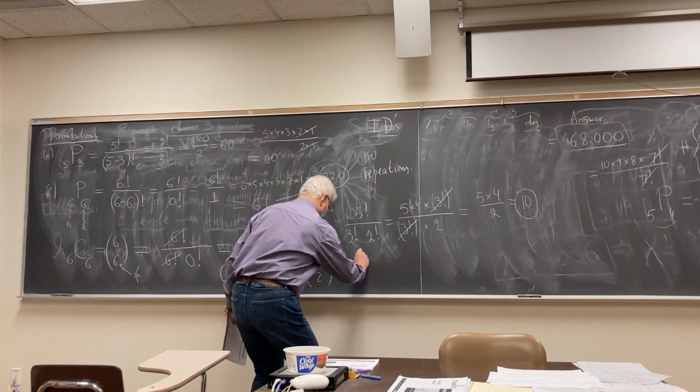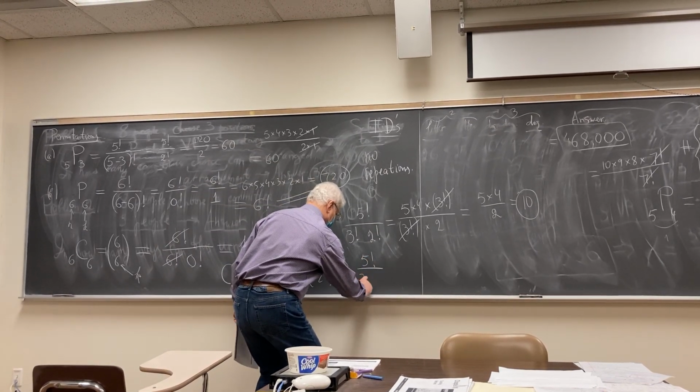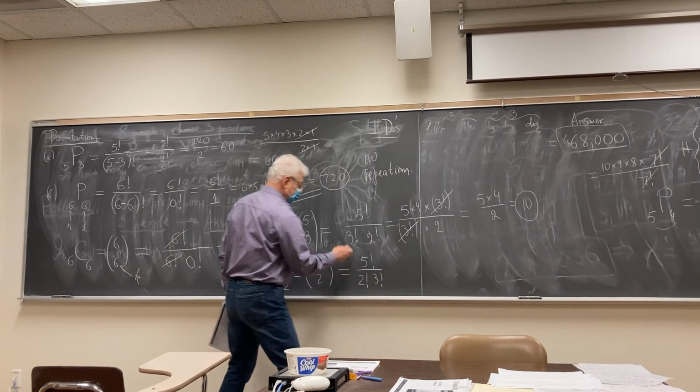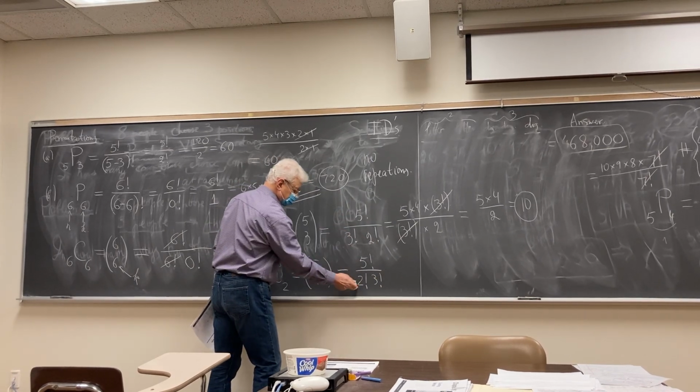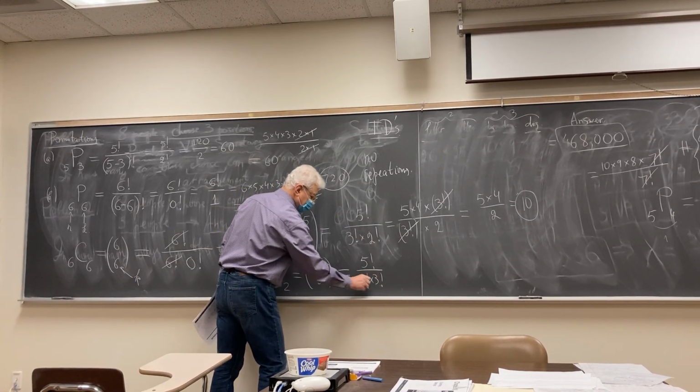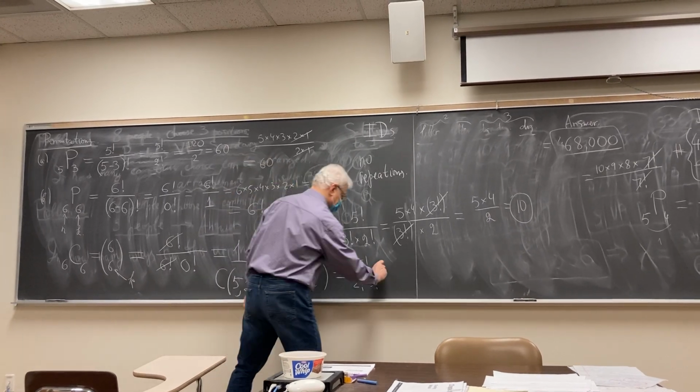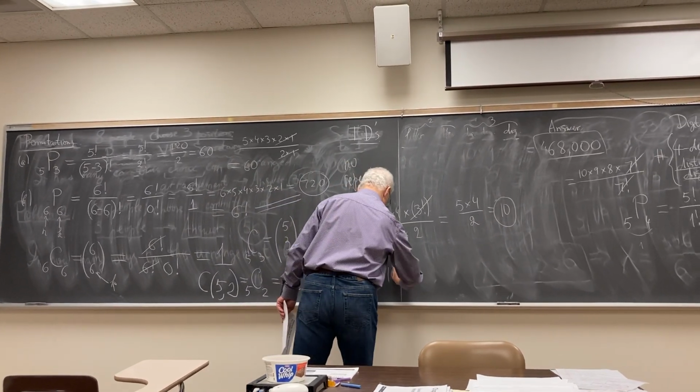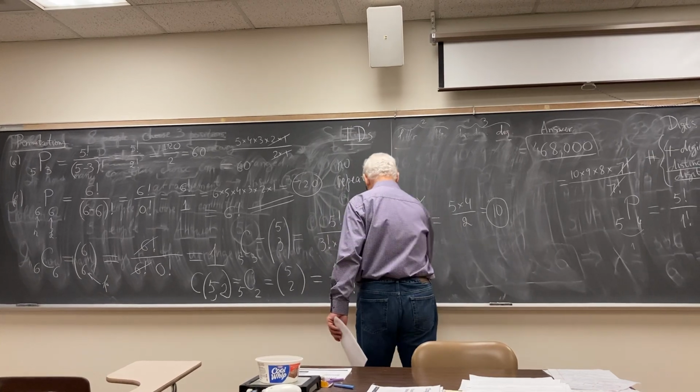So what is that? It's 5 factorial. Now we have to write 2 factorial and 3 factorial. But you see, 3 factorial, 2 factorial, 2 factorial, 3 factorial, we multiply them, the product doesn't change. So therefore the answer is the same, 10. What does it mean?